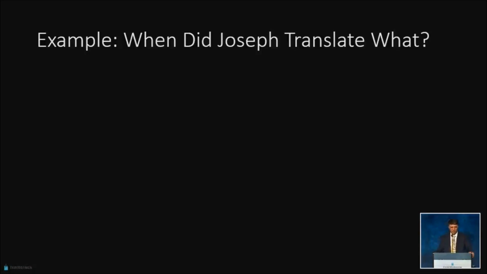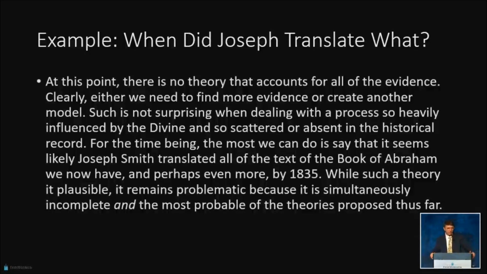So let me read to you what I've actually said about this, and then we'll see if we can understand why people care about this. This is something I published. It says, at this point, there is no theory that accounts for all of the evidence. Clearly, either we need to find more evidence or create another model. Such is not surprising when dealing with a process so heavily influenced by the divine and so scattered or absent in the historical record. For the time being, the most we can do is say that it seems likely Joseph Smith translated all of the texts of the Book of Abraham we now have, and perhaps even more by 1835. While such a theory is plausible, it remains problematic because it is simultaneously incomplete and the most probable of the theories proposed thus far. So, at least I think I'm saying there that we're not sure, but one seems more likely than the other, but really we can't tell.